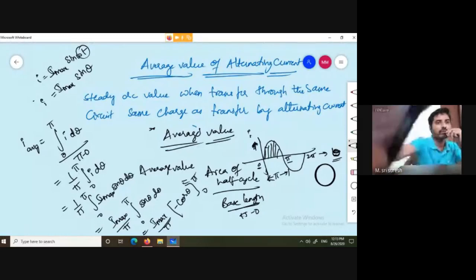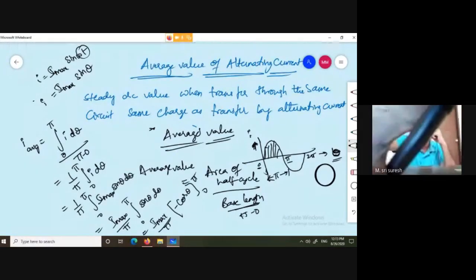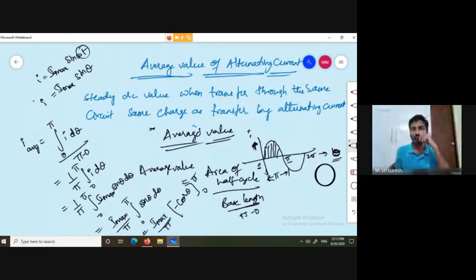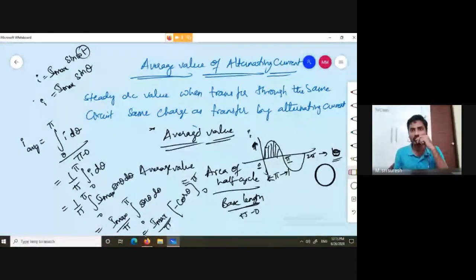Up to here clear? Any doubts? Yes, it's clear, sir. Okay, so now I am erasing this part. Now I am erasing this formula.